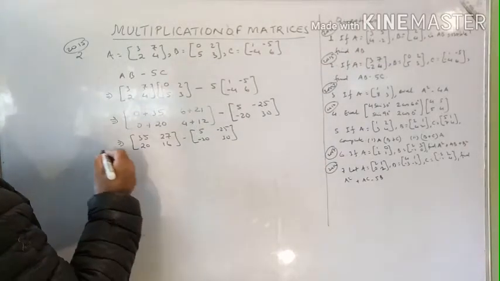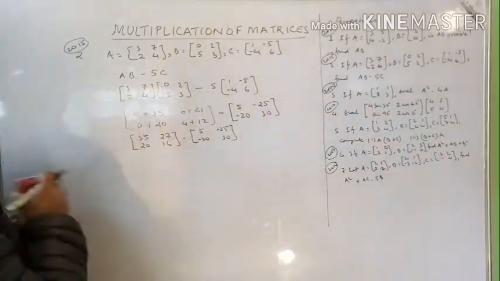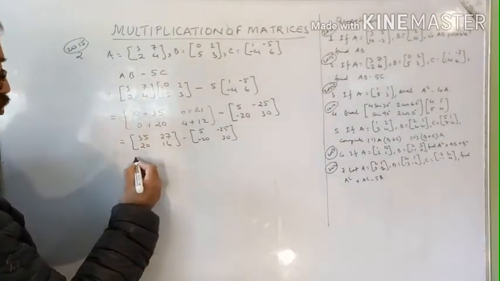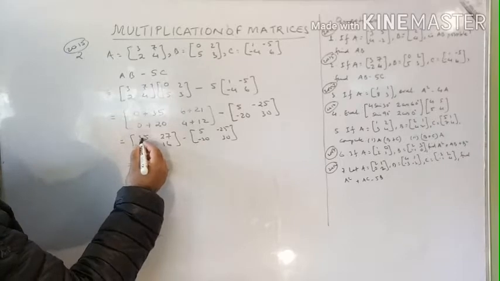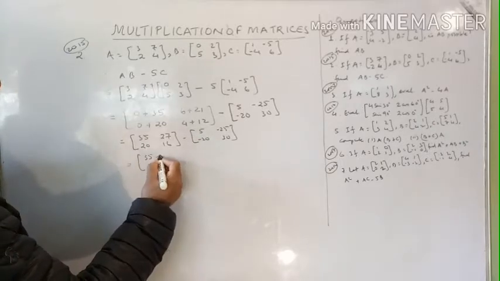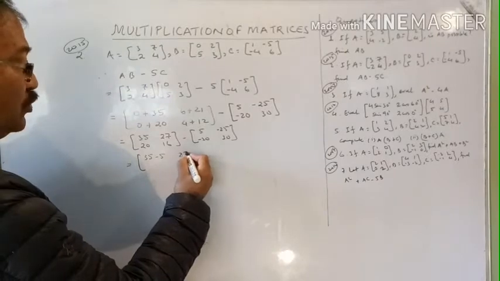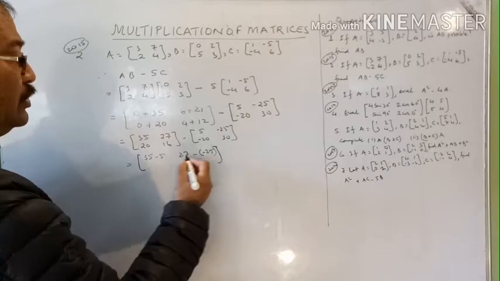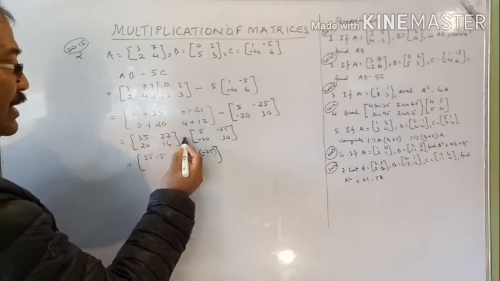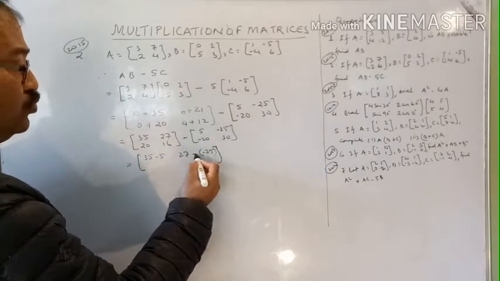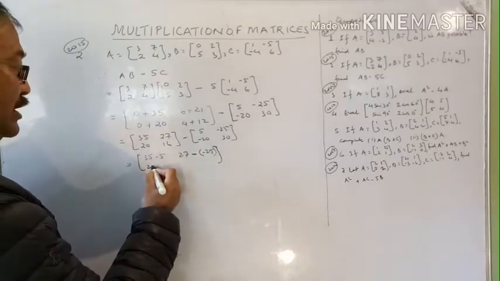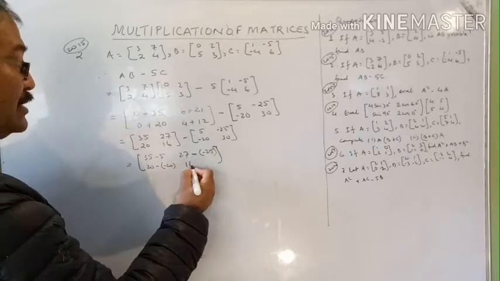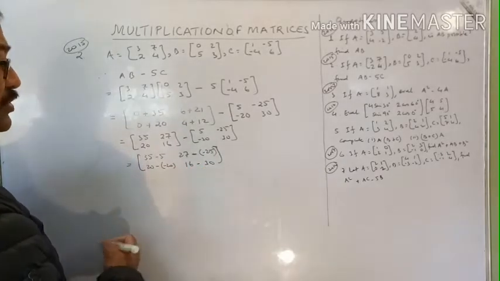Now subtract. Okay, so you can write the equal sign here. It's not an equation, so it is just equal to. So 35 minus 5. Then here 27 minus 25. Remember, 27 is here and this is minus 25, so there are two negative signs here. So 20 minus again minus 20. You see, 20 minus minus 20. Then 16 minus 30.